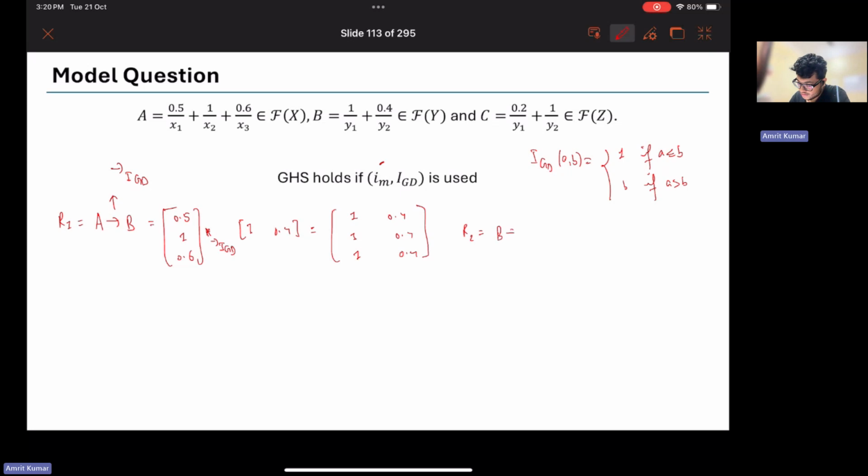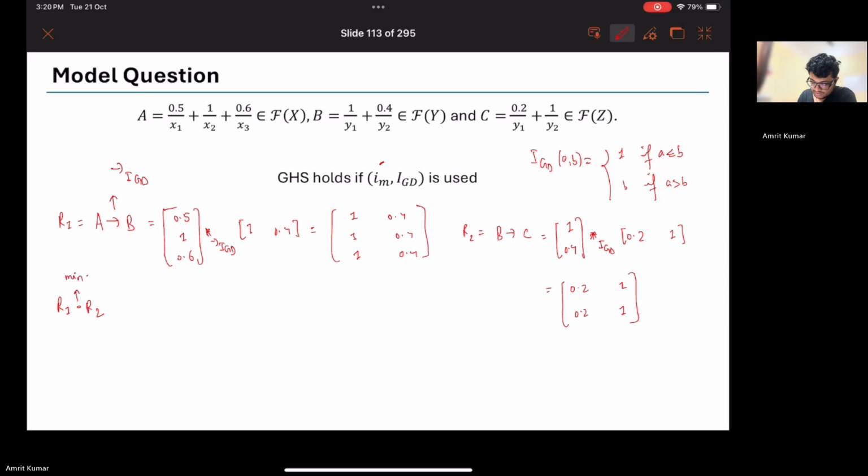Okay, and what will R2 be? R2 will be the outer product of B and C. So this will be 0.2, 1, 0.2, 1. Okay, now let us compose. And for this, we will use the minimum T-norm, because that's what we are given.